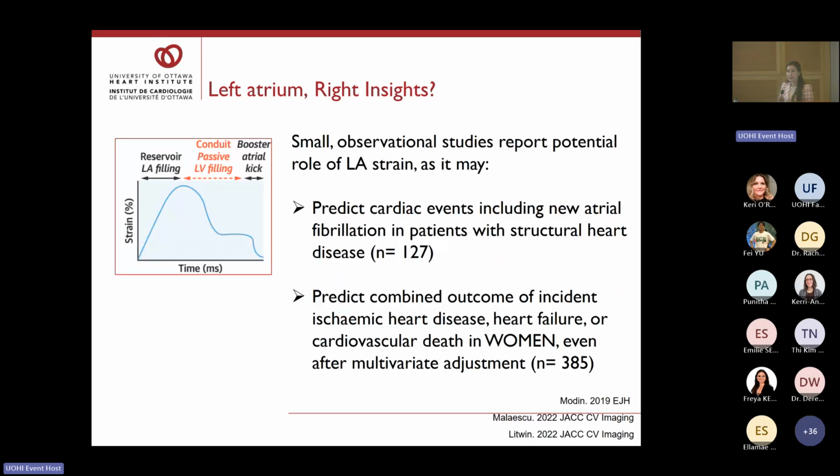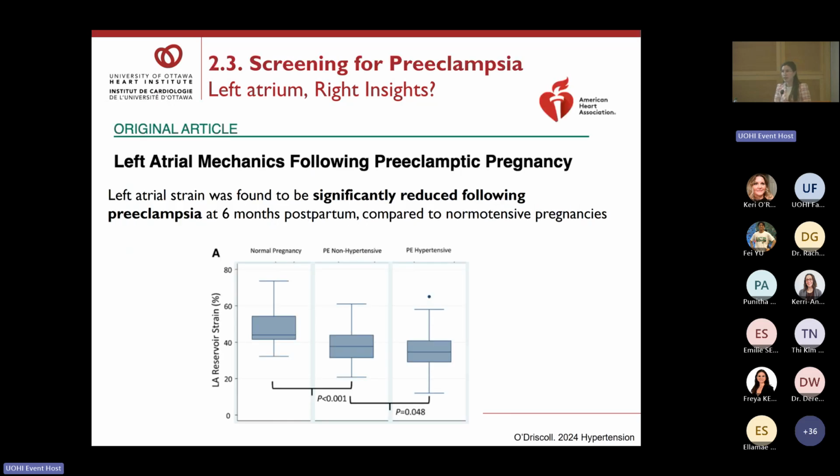This has been studied in very small, mostly retrospective studies in terms of how it can predict cardiovascular disease. In people with underlying structural heart disease, it has been shown that it can predict incident cardiac events, including atrial fibrillation. And in normal individuals, it was shown to predict outcomes of incident ischemic heart disease, heart failure, and cardiovascular death in women. So it's showing promise and definitely needs more study, but it has also been studied in preeclampsia.